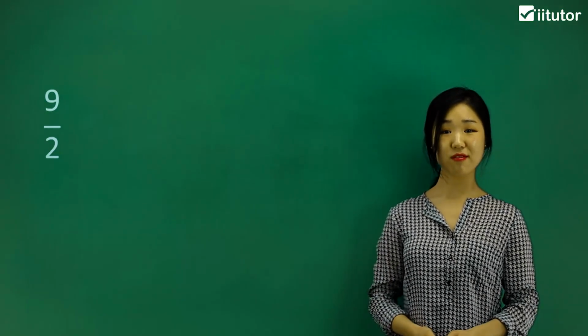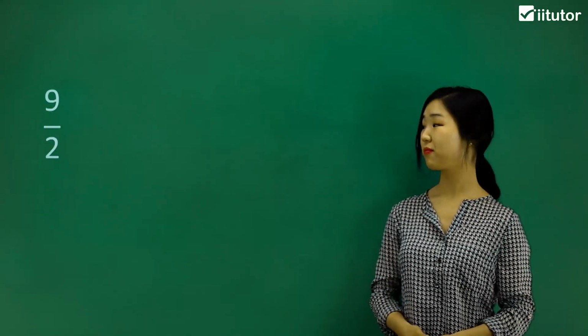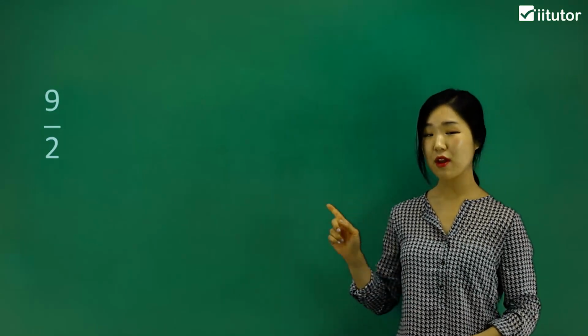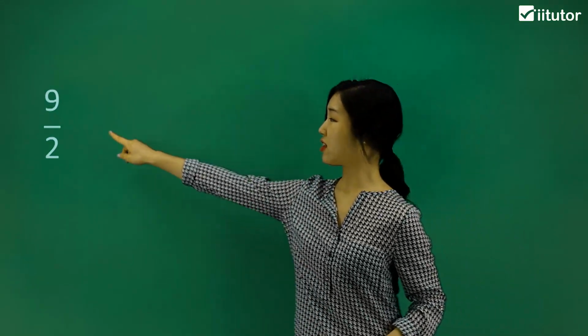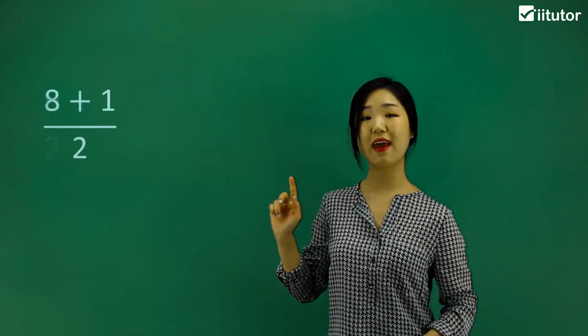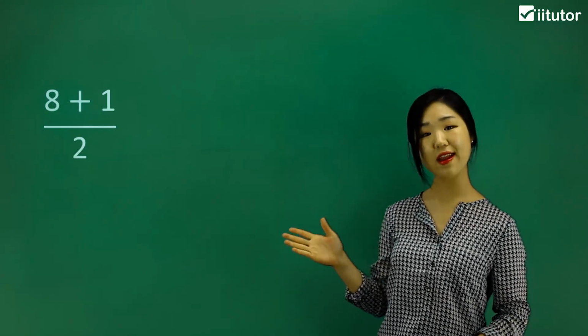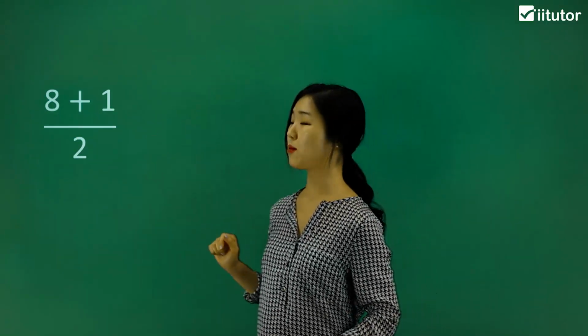Now, how should we convert this to a mixed fraction? Watch what I do, guys. I'm going to do a little bit of separation. Have a look at the 9. I'm going to separate it into 8 plus 1. Right? 9 is the same as 8 plus 1, isn't it? So all I did was separate it.